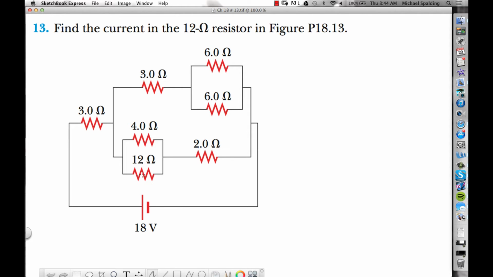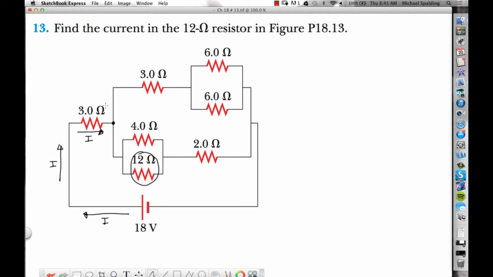All right, number 13. First thing I'm going to do is label the currents. Start at the battery. Current coming out of the battery, let's call this I. So then current I comes up like this, and then in like this to this junction. And then right here, current I splits. Now, this problem wants us to find the current in the 12 ohm resistor down here.